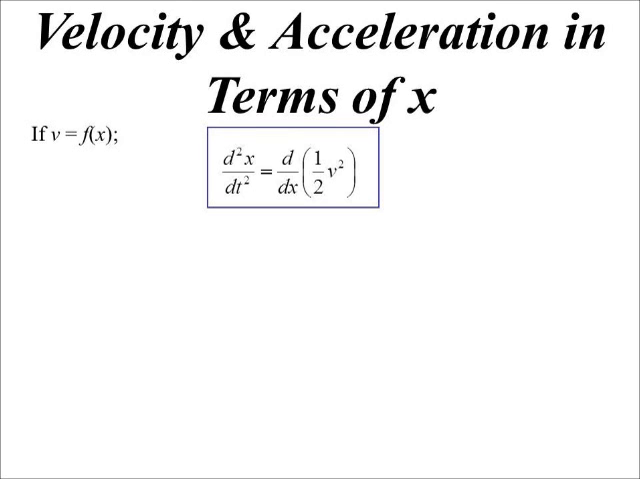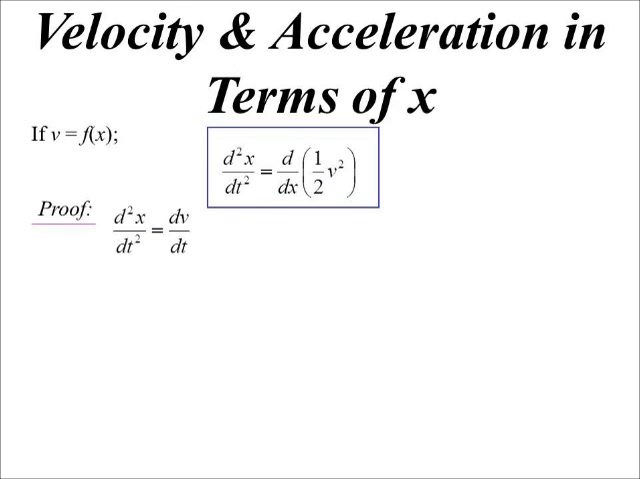Okay. What we can say is acceleration. Now the big mistake is people just differentiate velocity to get acceleration. That's true when it's with respect to time. But when it's with respect to displacement, it's not true. You actually have to differentiate a half v squared with respect to displacement.